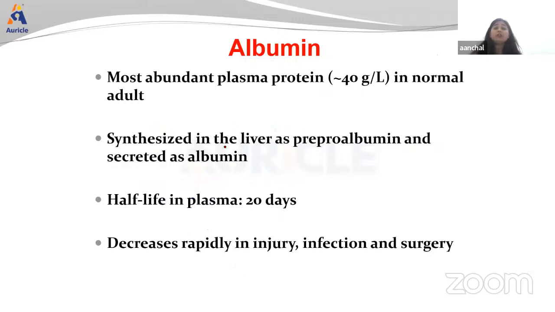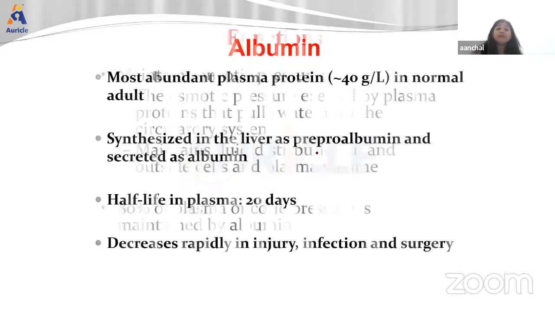Then next we have albumin. As we have discussed, this is the most abundant protein present inside the body, and it is synthesized by the liver as pre-albumin and secreted as albumin. Its lifespan is 20 days. It decreases rapidly in injury, infection and surgery.